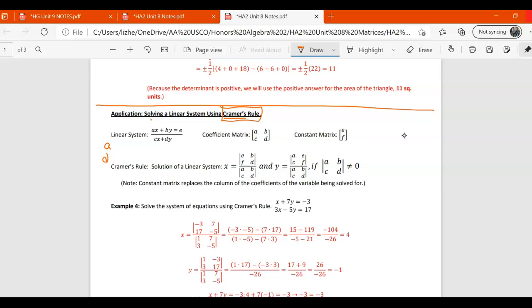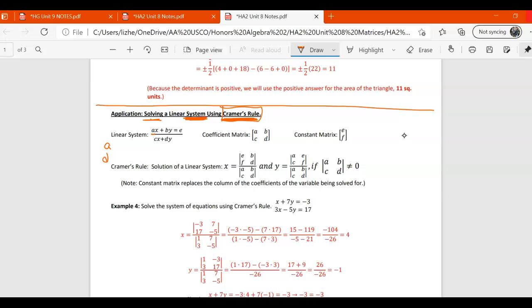All right, so Cramer's rule gives us a method to solve a linear system. And so if you can remember, when we say system, we're talking about more than one equation. That's all that system means. So when you have a linear system, that means you have 2 or more equations of lines. Okay? So we are going to look at this linear system.